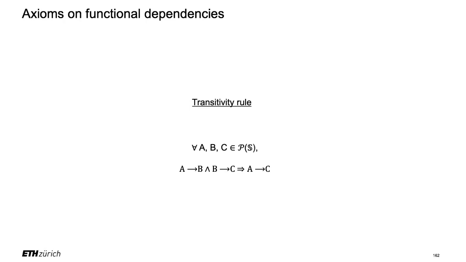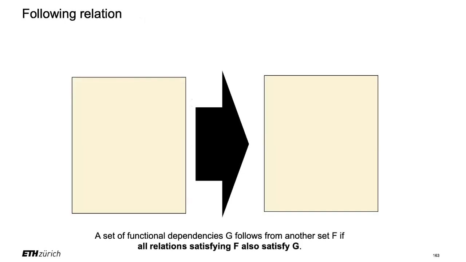Here it goes. Imagine that I have a rule that says, if I know A, then I know B. So if I know A, I know B, and if I know B, I know C. So what can I conclude? If I know A, then I know C. Exactly. So this is exactly what this is saying. That's a transitivity rule. By transitivity, if A functionally determines B and B functionally determines C, then A functionally determines C.